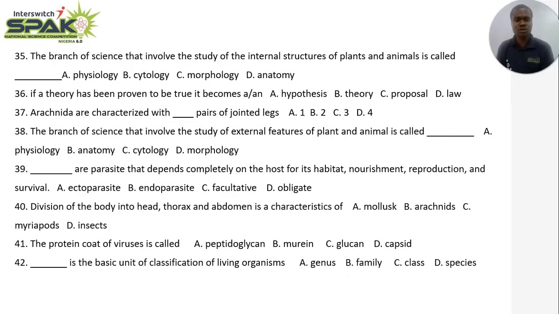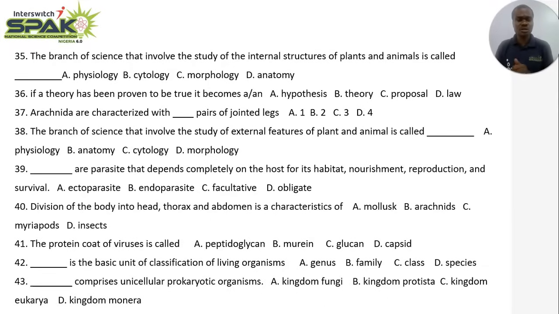Dash is the basic unit of classification of living organisms. A, genus. B, family. C, class. D, species. We mentioned this in the course of the teaching. The species is the basic unit.